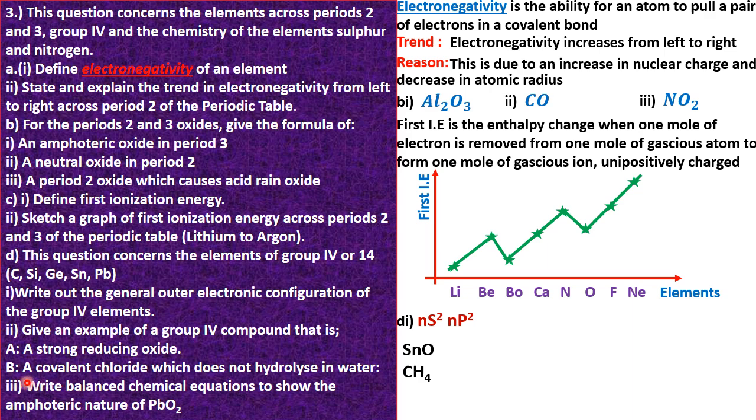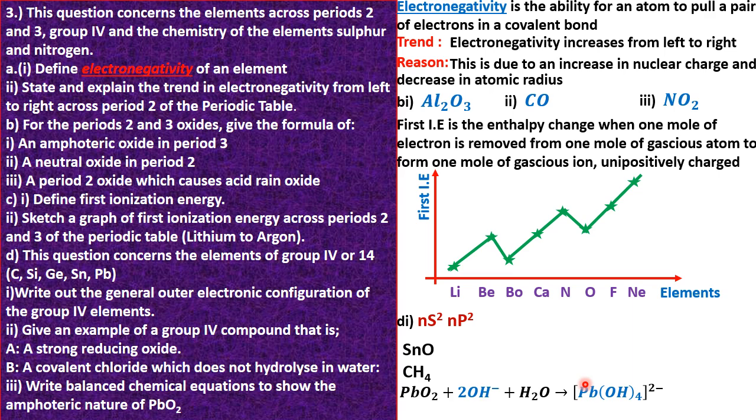Then the Roman 3 is saying I should write a chemical equation to show the amphoteric nature of lead oxide. Okay, guys. So let's have lead oxide plus the alkali, plus water, which gives us PbO4 2 minus. Okay, that's it, guys. That's the required equation.